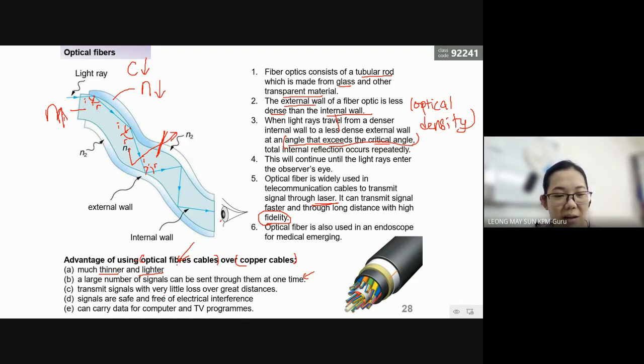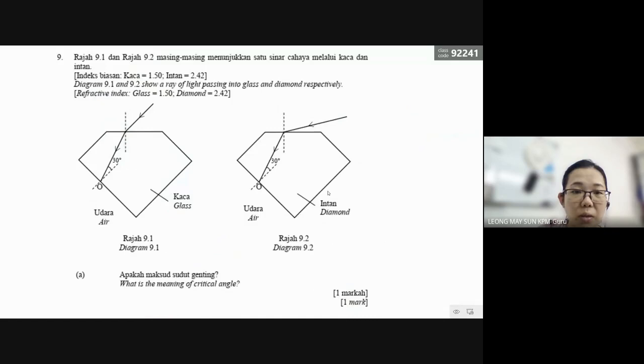Signals are safe and free of electrical interference. So they don't really get interfered with if there's electricity nearby, and it can carry data for computers and also TV programs. That's why nowadays the TV box, the Mi Stick, our internet, all of that, all use fiber optics or optical fibers nowadays. Okay, so I'm going to go into the question.